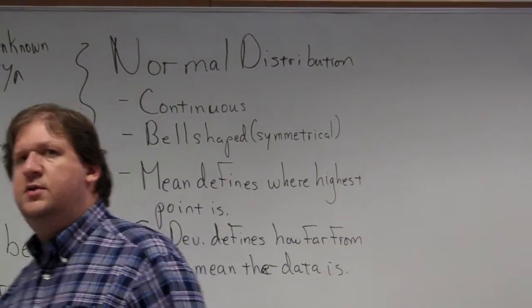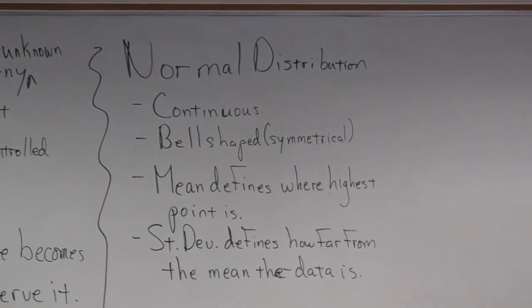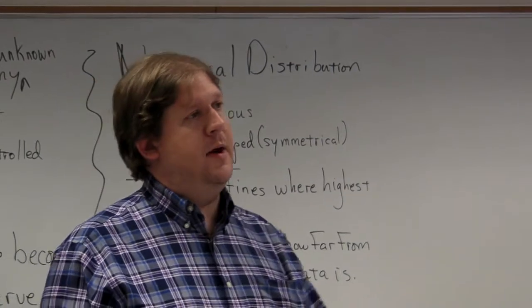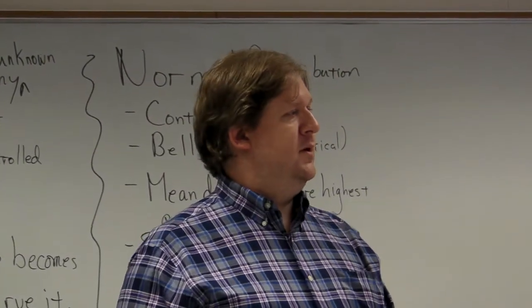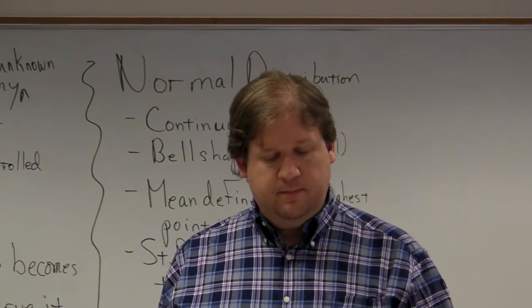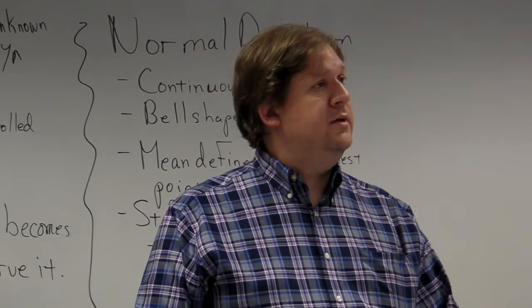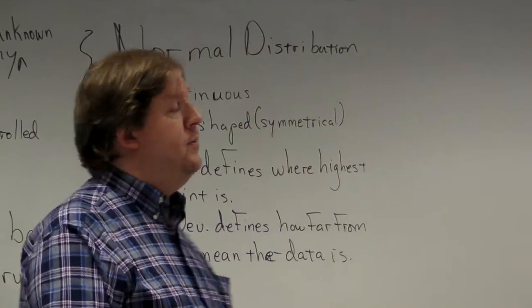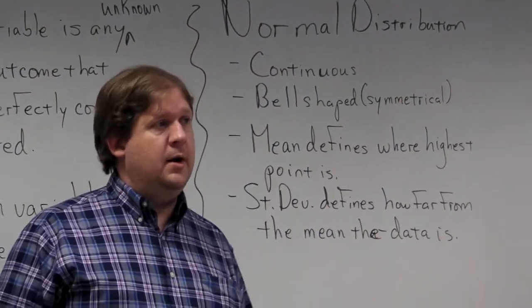You only need to know two things about a normal distribution: its mean and standard deviation. Once you know the mean and the standard deviation, you know everything you need to know about a normal distribution. One of the reasons people love it is you just need two pieces of information. The mean defines where the highest point on the curve is, and the standard deviation defines how spread out the data is. The higher your standard deviation, the more spread out your data is.